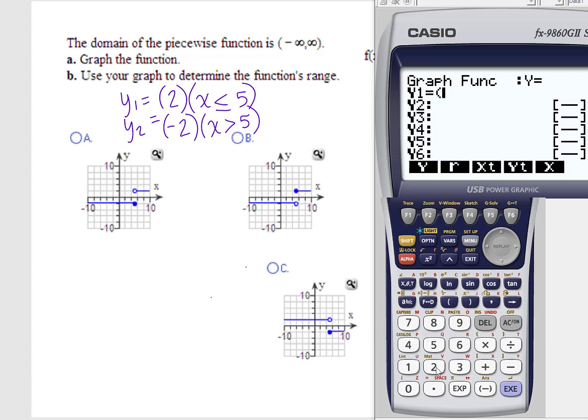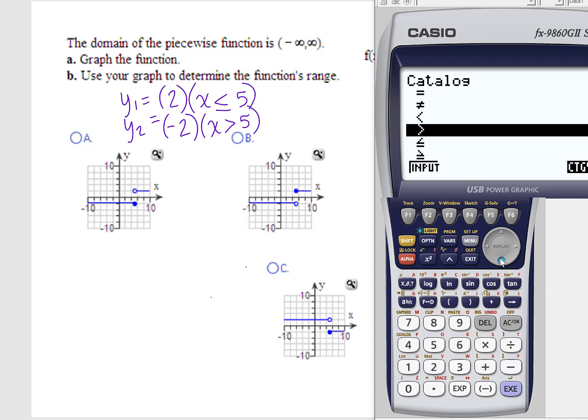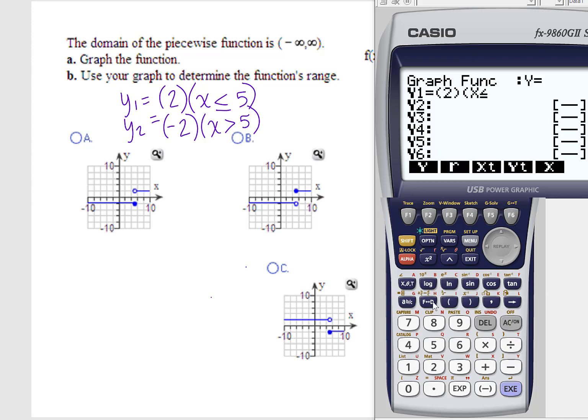So we enter it into the calculator, open parentheses 2, close parentheses, and then in our second set of parentheses, we'll put x is less than or equal to, Shift 4 to get to the catalog. 5, close parentheses. And then negative 2. Oops, forgot my 2. And then in our second set of parentheses on the second line, x is greater than 5.